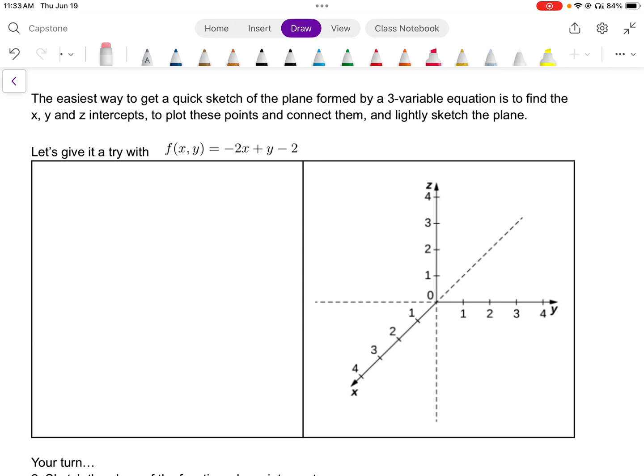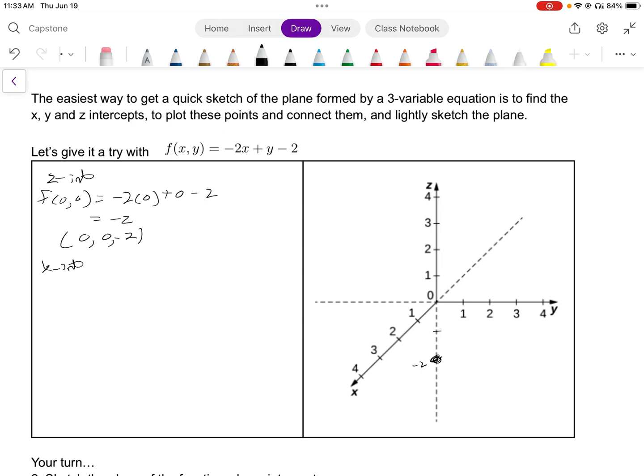All right, so the first thing we're going to do, let's find the z-intercept first. Z-intercept, that's going to be when x is 0 and y is 0. So that's going to be negative 2 times 0 plus 0 minus 2, which is going to give us negative 2. That gives us the point 0, 0, negative 2. So we have 0, 0, and down 2. There's our first intercept.